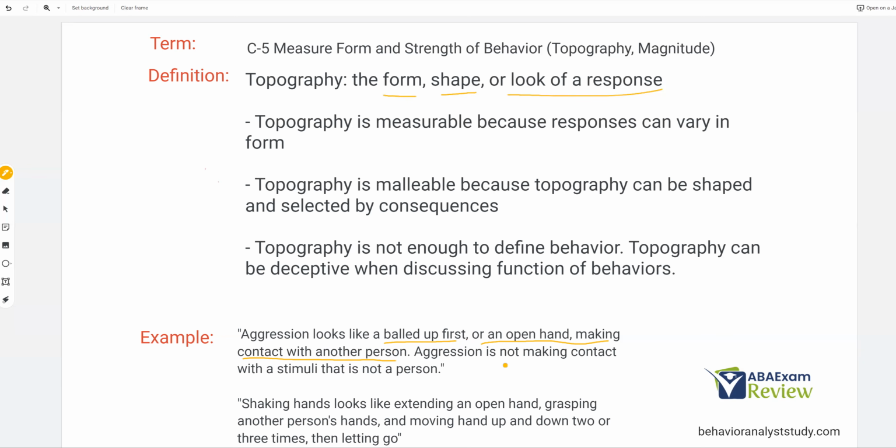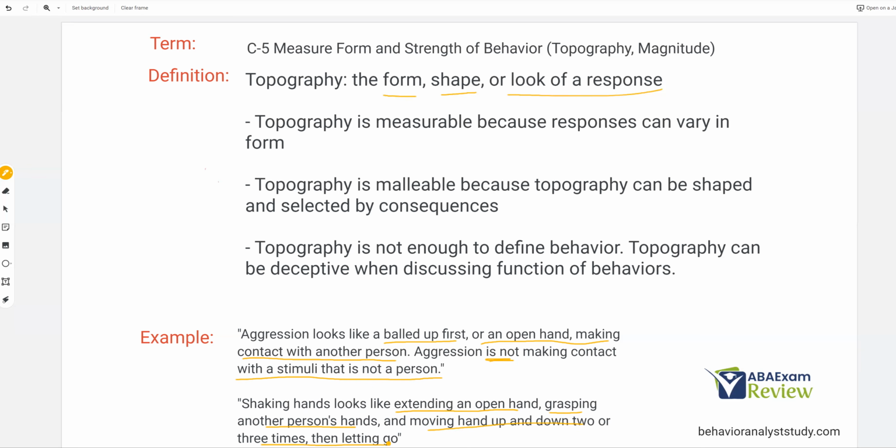Here we have a non-example, even better. It is not making contact with a stimulus that is not a person. In other words, if I gave you this today and I said, go track aggression, you could do that because now you know what's a balled up fist or an open hand making contact with another person. And I know it's not them hitting a wall or hitting a counter or something like that. How about shaking hands? Looks like extending an open hand, grasping another person's hand, and moving up and down 2 or 3 times, then letting go.